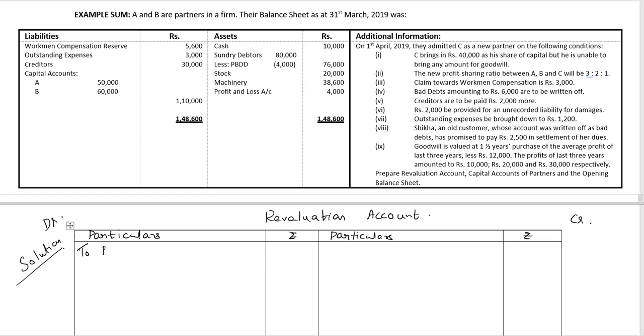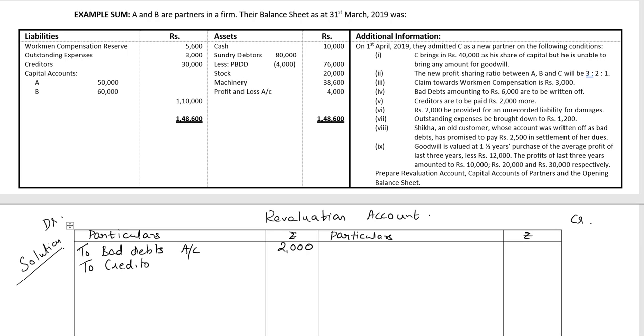To bad debts account 2,000 rupees. The fifth point, creditors are to be paid rupees 2,000 more, increase in liability. So to creditors account 2,000 rupees.